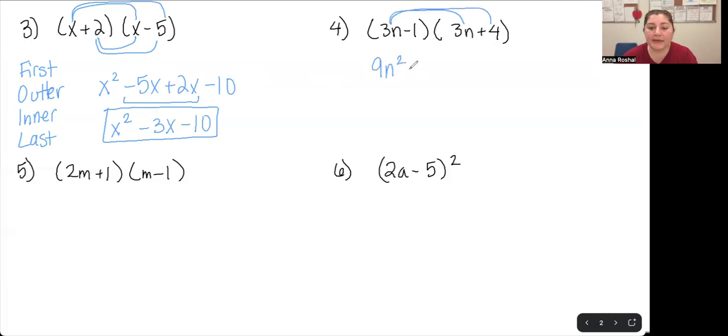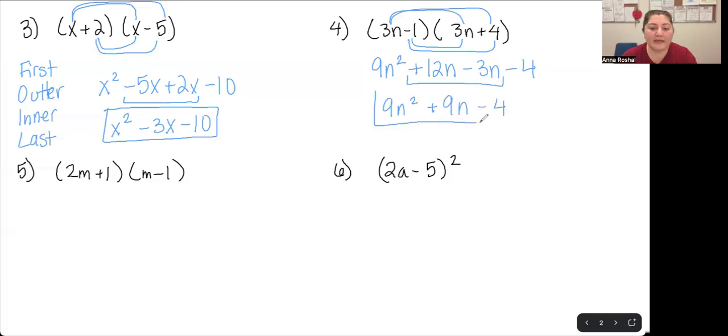3n times 4 is going to be 12n. Then -1 times 3n is -3n, and negative 1 times 4 is negative 4. Again, we have very similar terms here. So I'm going to end up with 9n squared plus 9n minus 4. And then I can't simplify anymore because I don't have any more like terms.